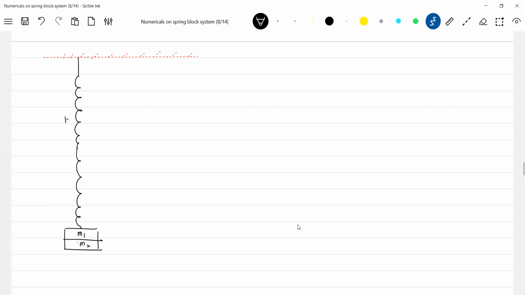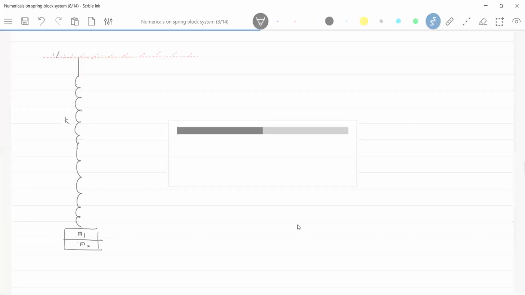Okay, this is a spring block system. I'll remove the mass, the lower mass M2. Then I want the new time period and new amplitude of oscillation. So we are doing a problem where if some mass is removed or added to the system, what happens to the time period of oscillations of the system?